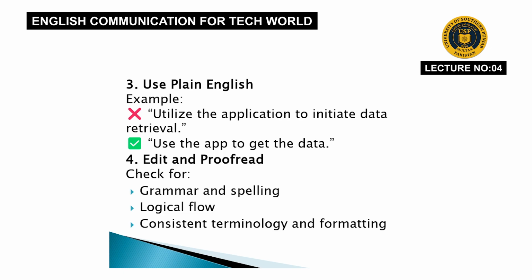Let us take a simple example. Instead of writing, "utilize the application to initiate data retrieval," you can write, "use the app to get the data." Both sentences communicate the same idea, but the second one is simpler, clearer, and easier to understand. Using plain English helps ensure that readers can quickly understand the message without confusion.